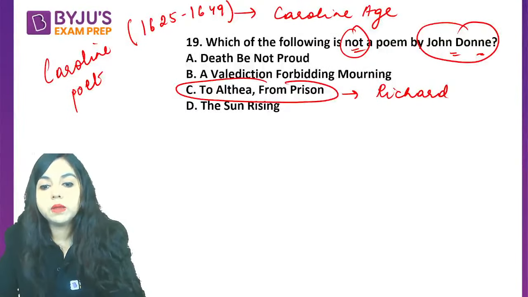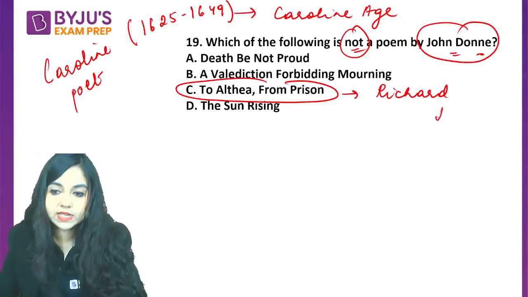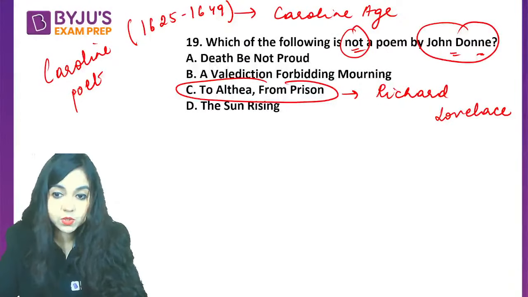So here we are able to see that Richard Lovelace is associated with the work To Althea from Prison, right? Lovelace is the person who's writing it, the famous lines which are there.